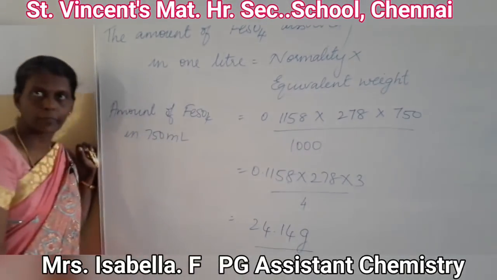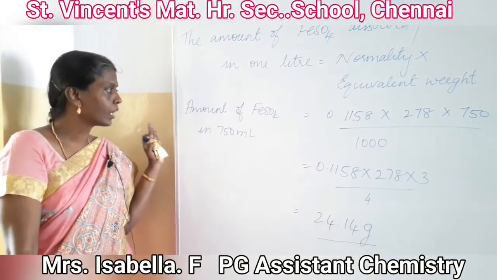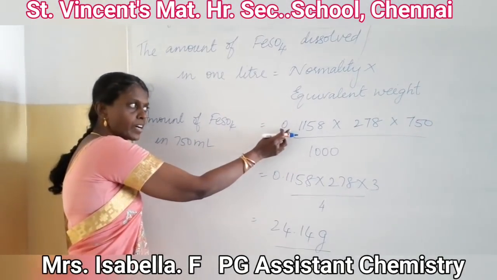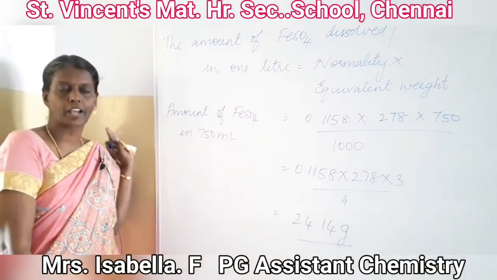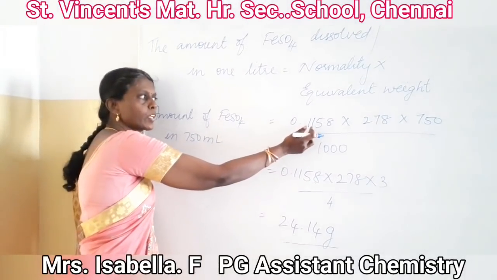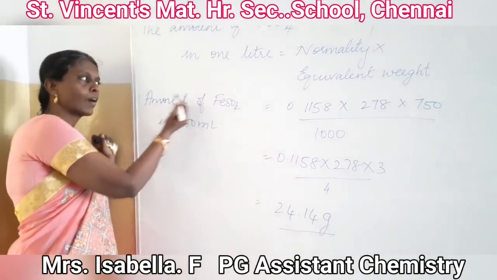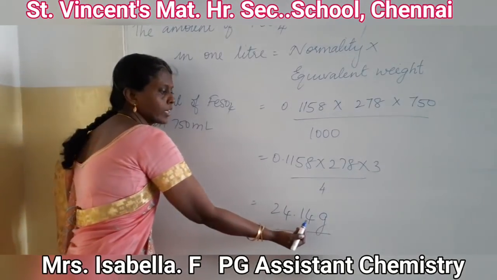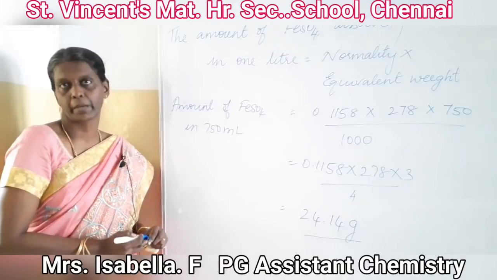Therefore, this is the amount of ferrous sulphate which is going to be present in 750 ml of the given solution. Therefore, we have learned in today's experiment how to determine the concentration of the unknown solution. So that was the first step. We determined the concentration of the unknown ferrous sulphate solution in terms of normality, which was found to be 0.1158, using which we have determined the amount of ferrous sulphate in 750 ml, which is 24.14 grams. So this is the final answer of the experiment.